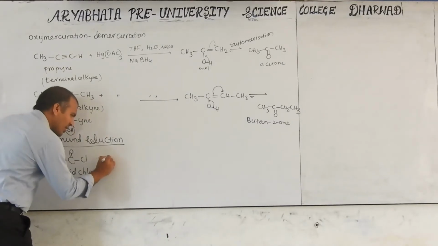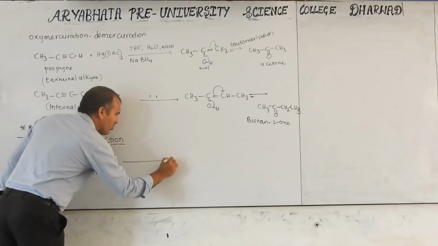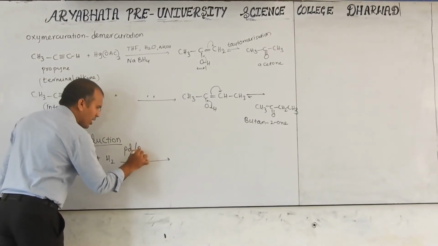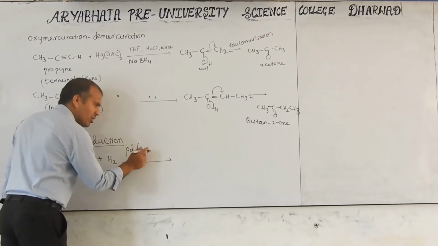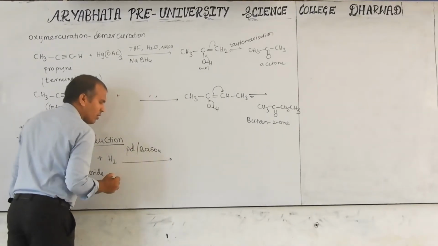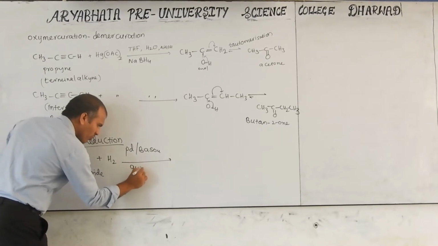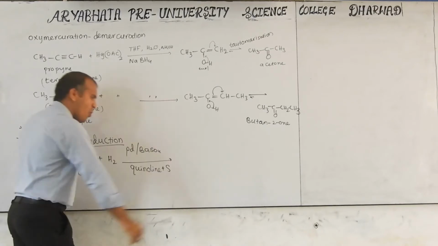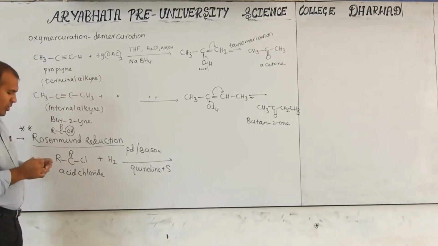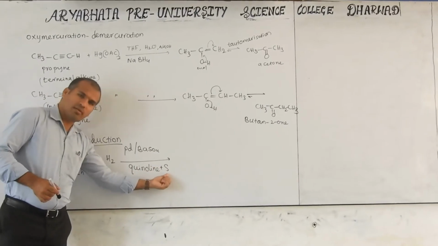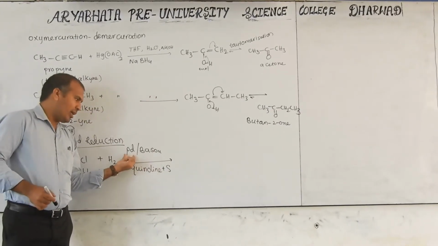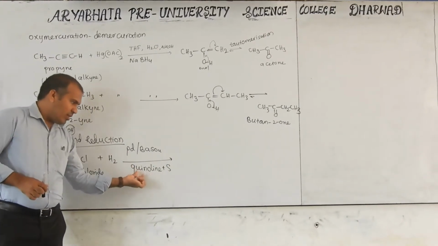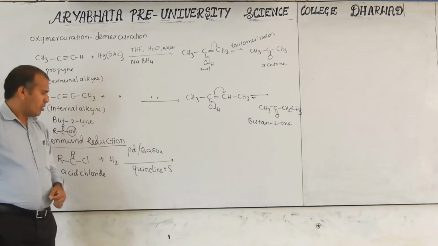This acid chloride reacts with hydrogen, with the reducing agent palladium on barium sulfate. It means the palladium is adsorbed on the barium sulfate, with xylene as a solvent here along with some sulfur also. If you observe in your textbook, these may not appear, but this does appear.